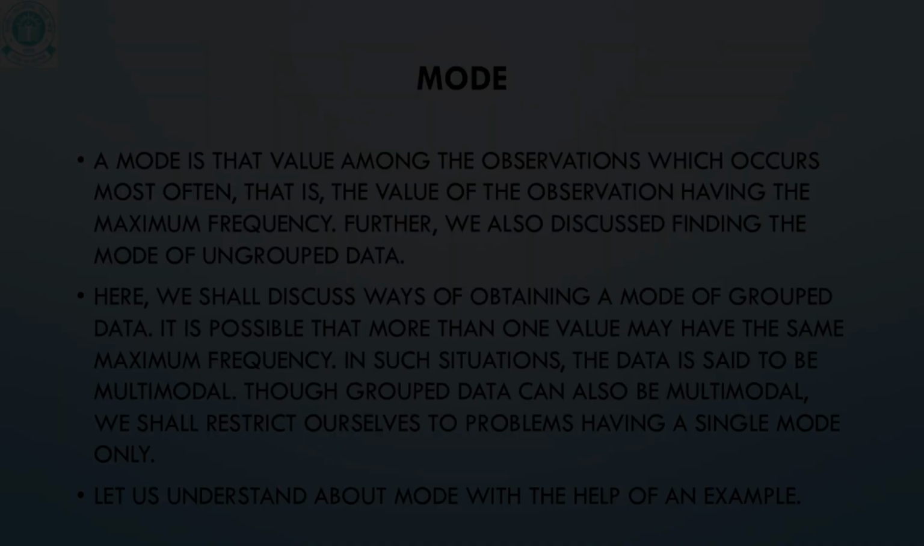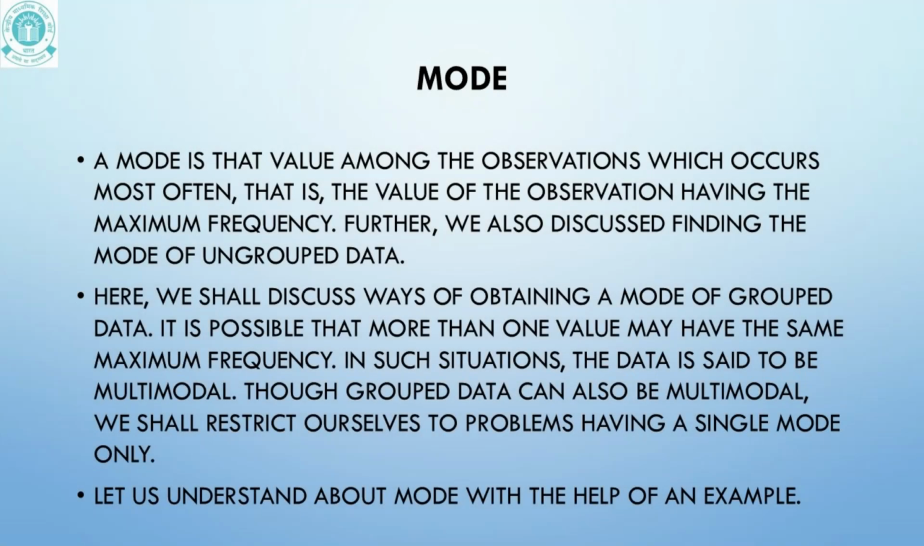The next measure of central tendency is mode. We should ask our students to recall about mode from their previous class. A mode is that value among the observations which occurs most often, that is, the value of the observation having the maximum frequency.